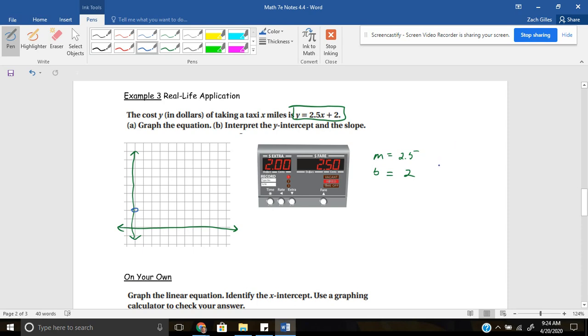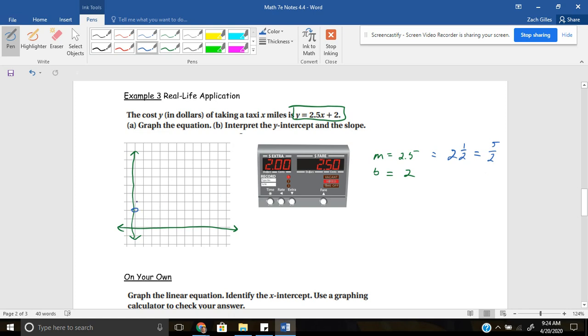Some of you might be saying, well, how can I use 2.5 as a slope? Well, remember, 2.5 is the same thing as 2 and 1/2, and you can write that as an improper fraction if you want. So 2 times 2 is 4, plus 1 is 5. So this is the same as 5 halves. This might be a little bit easier for you to graph.